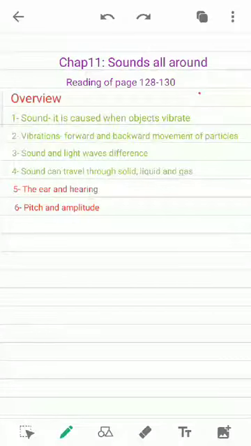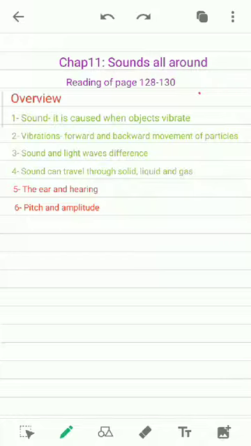Another major difference between sound and light is that the speed of light is much more than the speed of sound. Sound travels at almost 300 kilometers per second, and light at 300,000 kilometers per second. You can observe this when you see lightning. You always see the lightning first and then you hear the sound. That means the speed of light is much faster than the speed of sound.